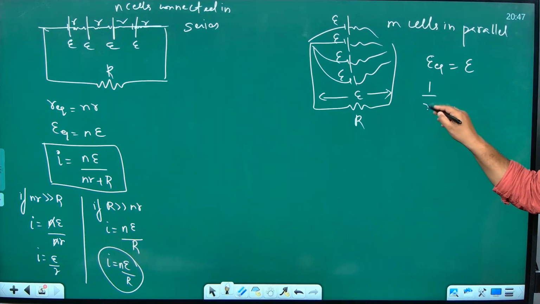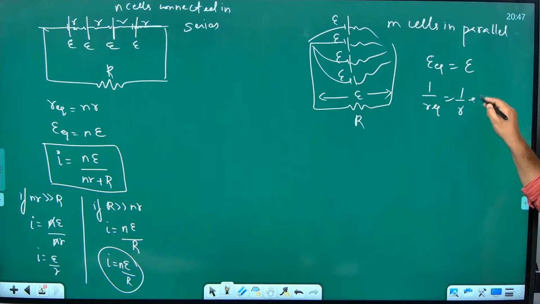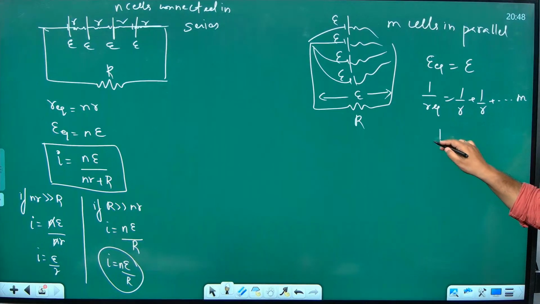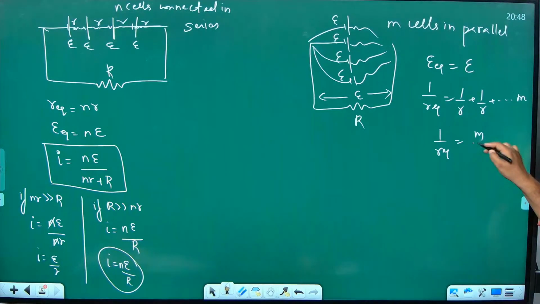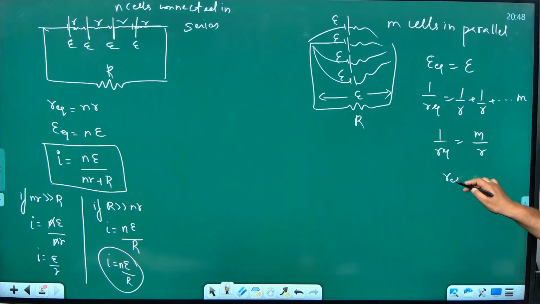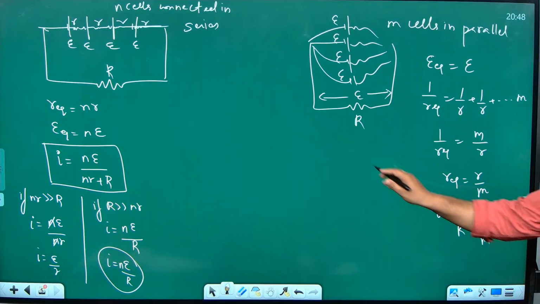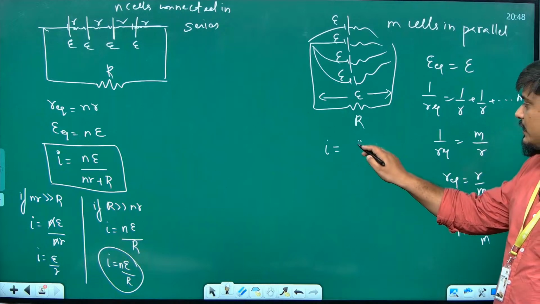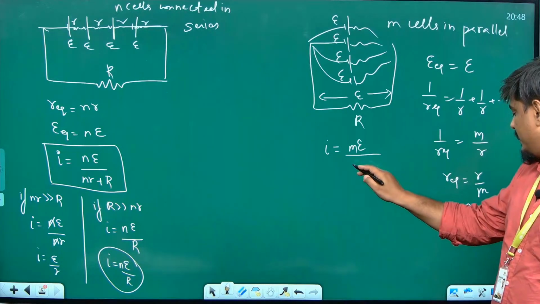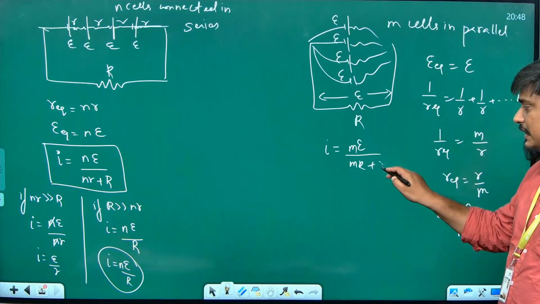We can find 1 by r equivalent is equal to 1 by r plus 1 by r up to how many times? m times. So, can I say that 1 by r equivalent is equal to m into 1 by r, and r equivalent will become equal to what? r by m. So, what is the current drawn from this circuit? Net EMF E divided by R plus r by m. If you take the LCM, then you will get the value of I as what by what? E, and m will go above, divided by mR plus r.